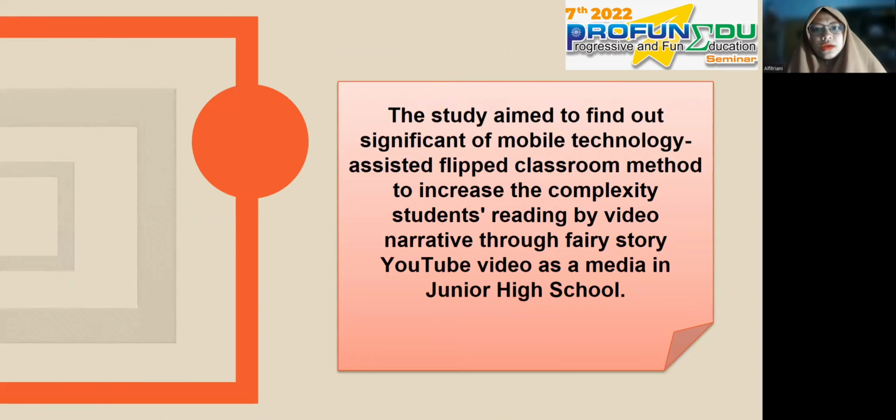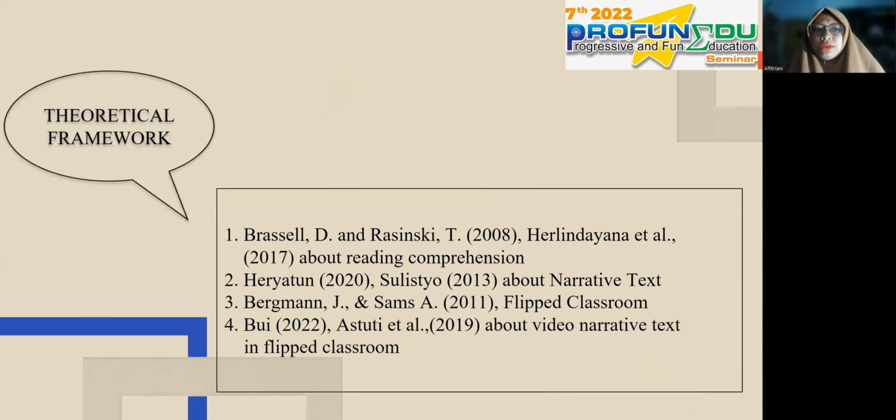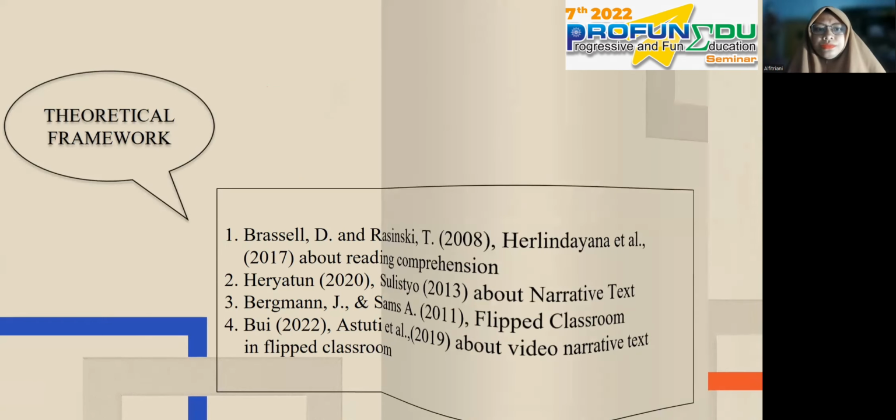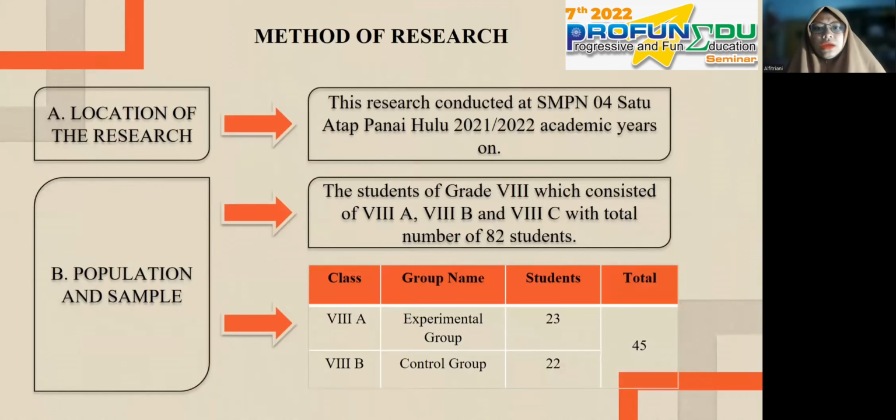Now, the objective of the study is to find out the significance of the mobile technology assisted classroom method to increase students' reading capacity by video narrative, a story YouTube video as a medium in junior high school. Okay, about the theoretical framework, we have theories about reading comprehension, narrative text, flipped classroom, and video narrative text in flipped classroom.